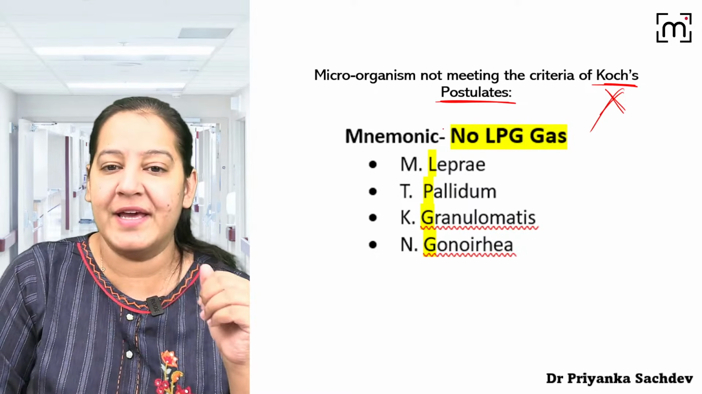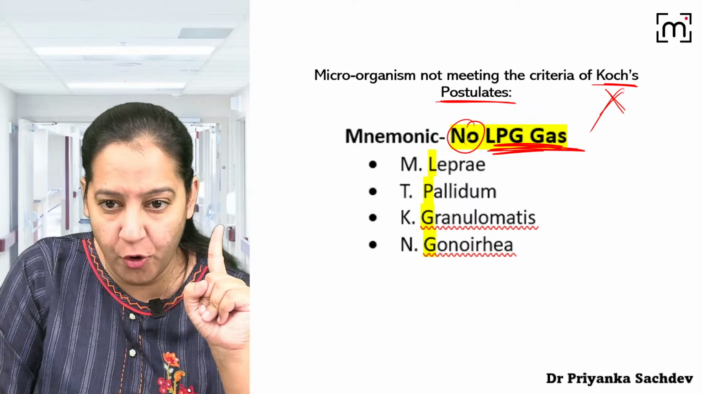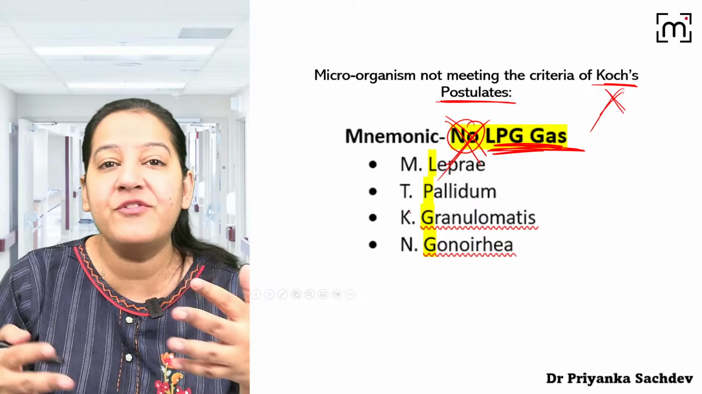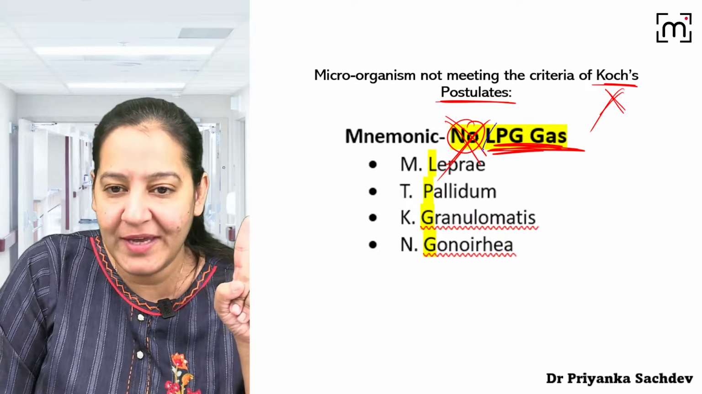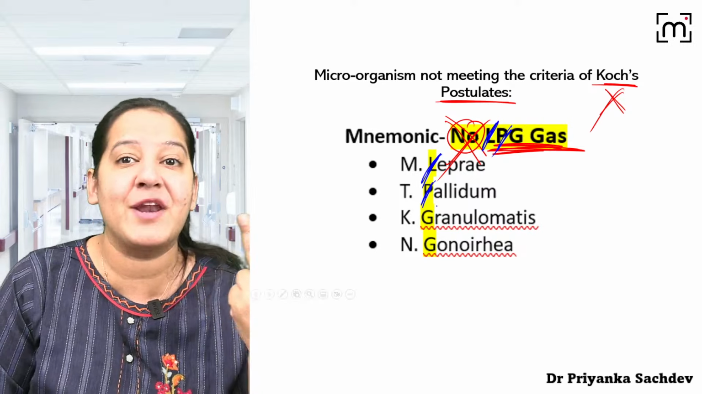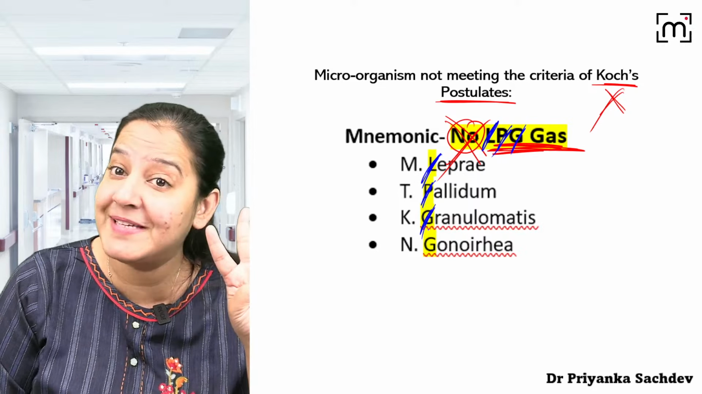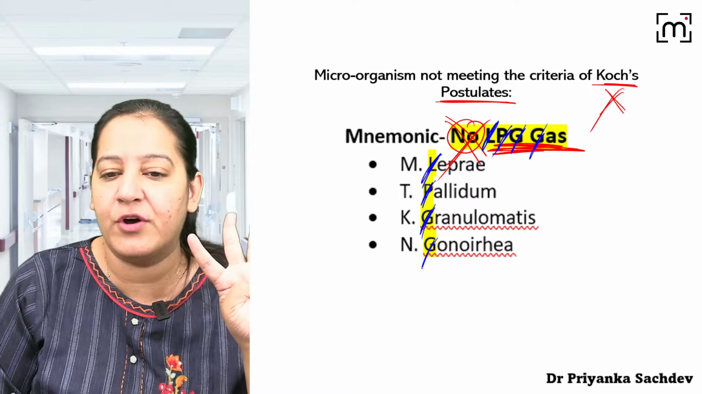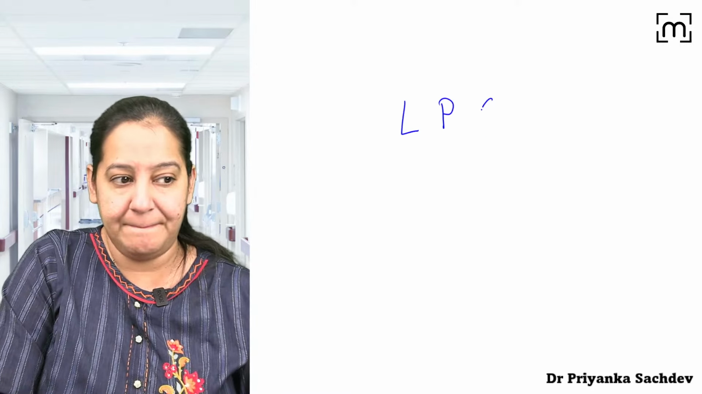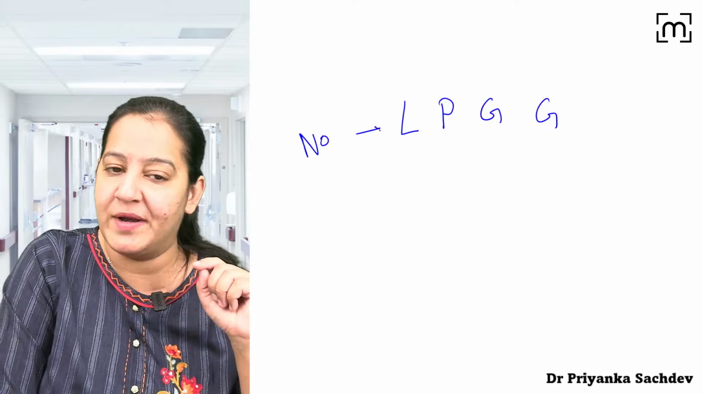The mnemonic is No LPG gas. I have put the word no to remind you these are the 4 bacteria which do not follow Koch's postulates. So what is the full form of LPG gas? L stands for Lepra, Mycobacterium leprae. P stands for Pallidum, Treponema pallidum, the syphilis bacteria. G stands for granulomatis, Klebsiella granulomatis. And another G stands for gonorrhoeae, that is Neisseria gonorrhoeae. So these are the 4 bacteria, L, P, G, gas, which do not follow Koch's postulates, so no LPG gas.